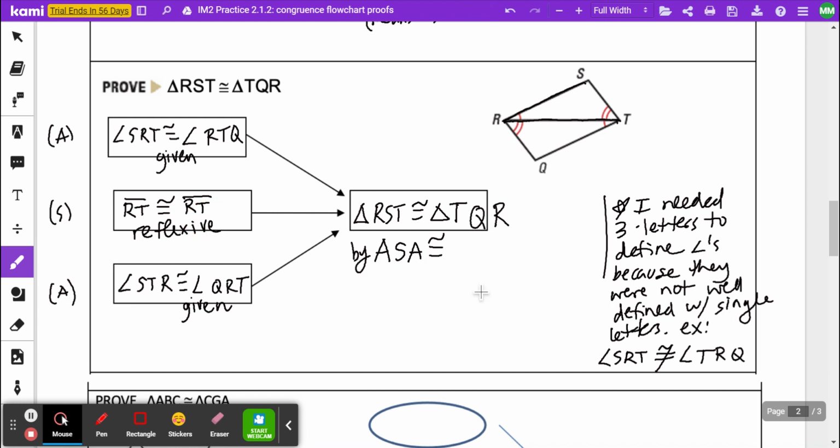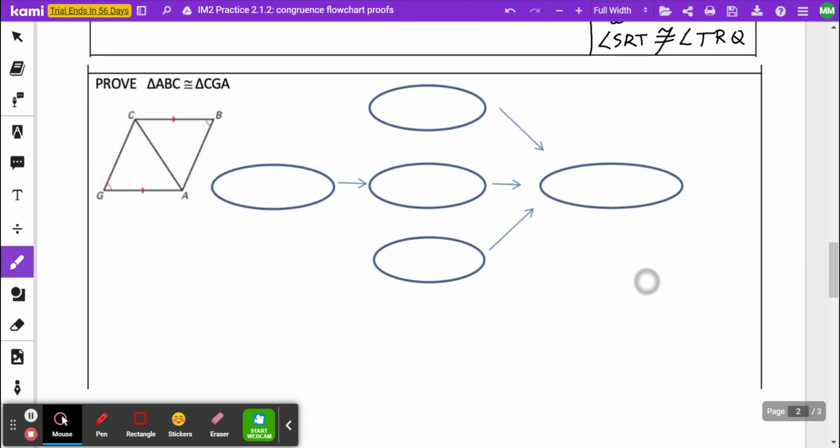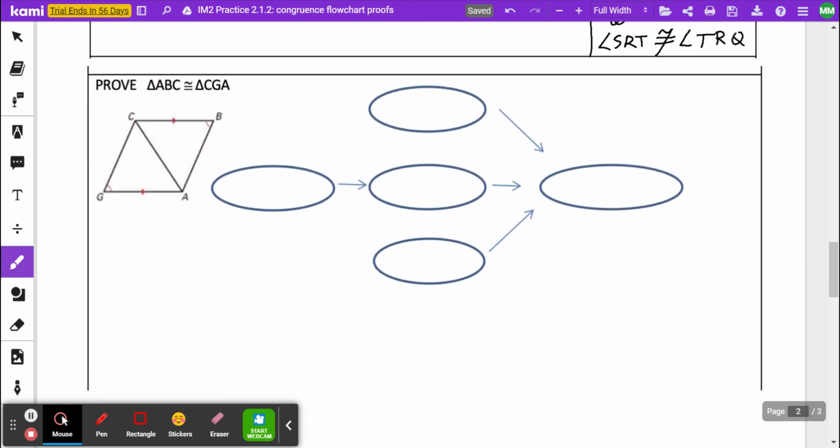Let's put another aside. Reflexive here means shared side. You know, it could also mean shared angle, but that's not the case in this problem. Okay, we continue. This is done. Let's prove that triangle ABC is congruent to triangle CGA.